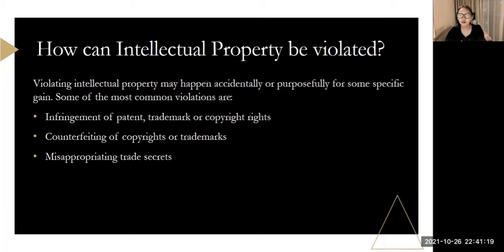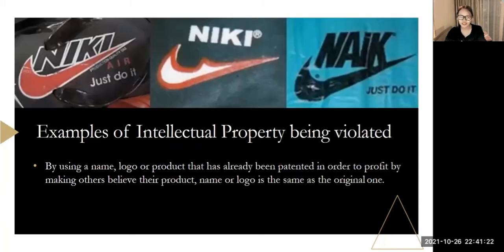Ayan. Next naman yung examples of intellectual property being violated. So yung una is yung by using a name, logo, or product that has already been patented in order to profit by making others believe their product, name, or logo is the same as the original one. So yan, example doon sa picture, yung Nike na brand, maraming gumagaya niyan, pero iba yung spelling, iba yung design. Pero katulad pa rin. Kasi diba may check na gano'n. Katulad ng picture. Mickey, Nike, gano'n. Maraming ganyan, lalo na dito sa Philippines.